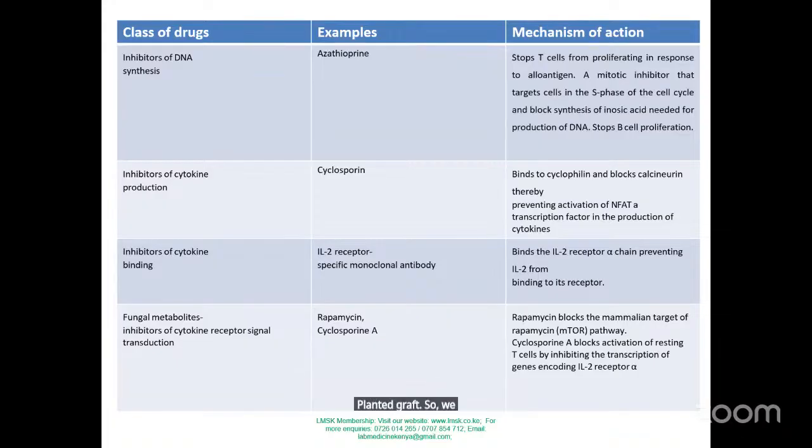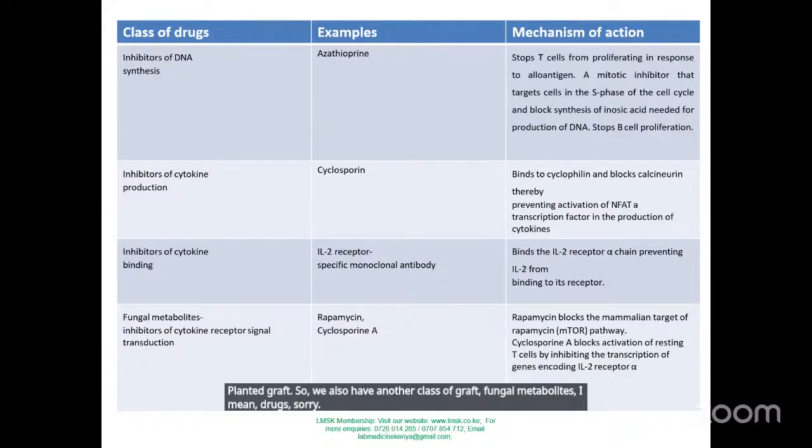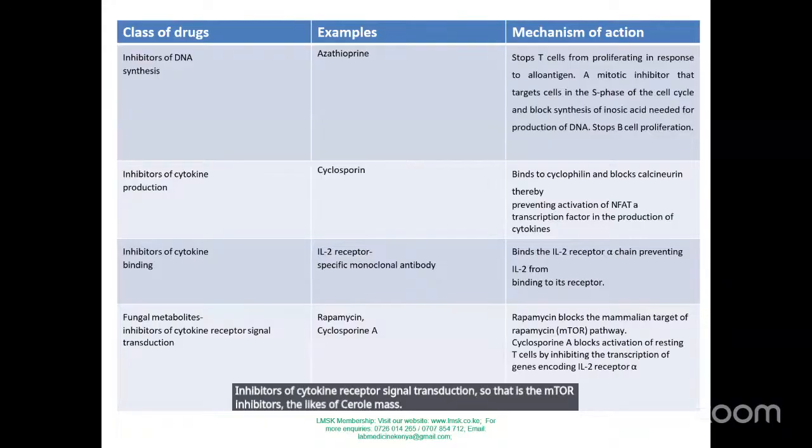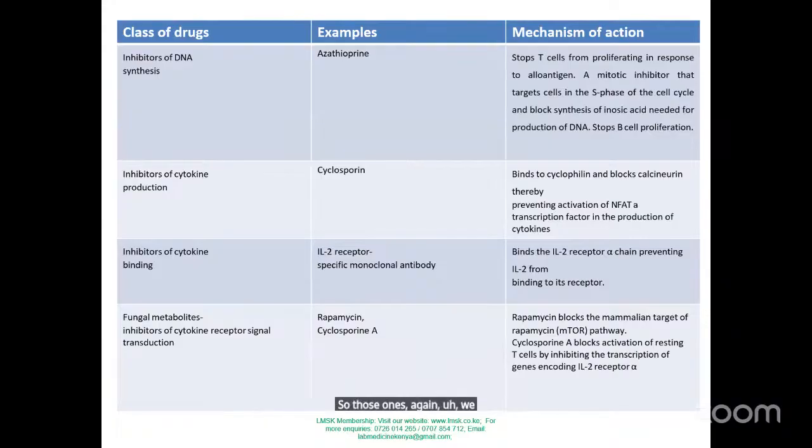We also have another class, fungal metabolites, inhibitors of cytokine receptor signal transduction. Those are the mTOR inhibitors, the likes of sirolimus. Again, we have talked about them. They inhibit the production of T cells.